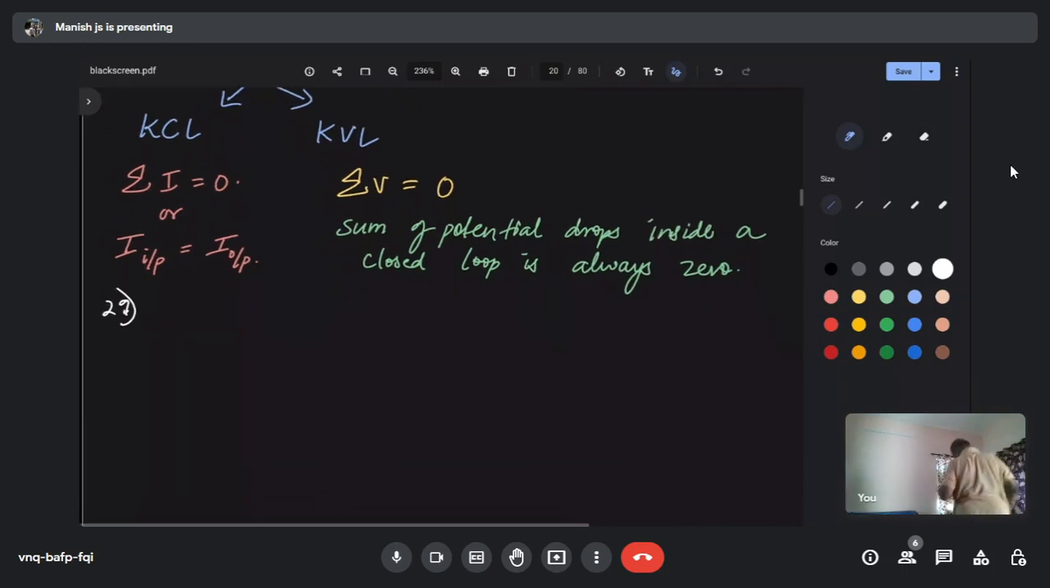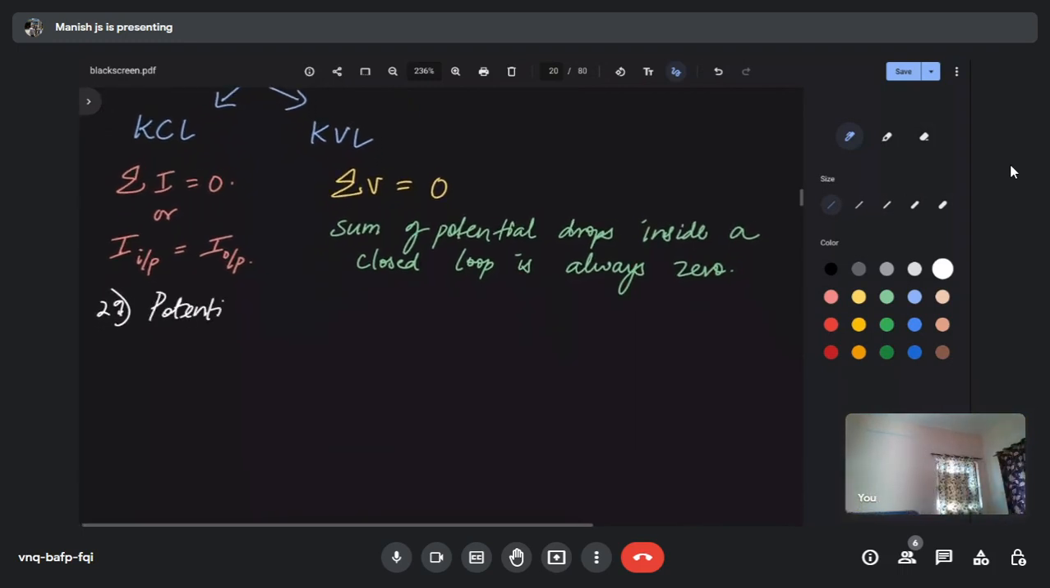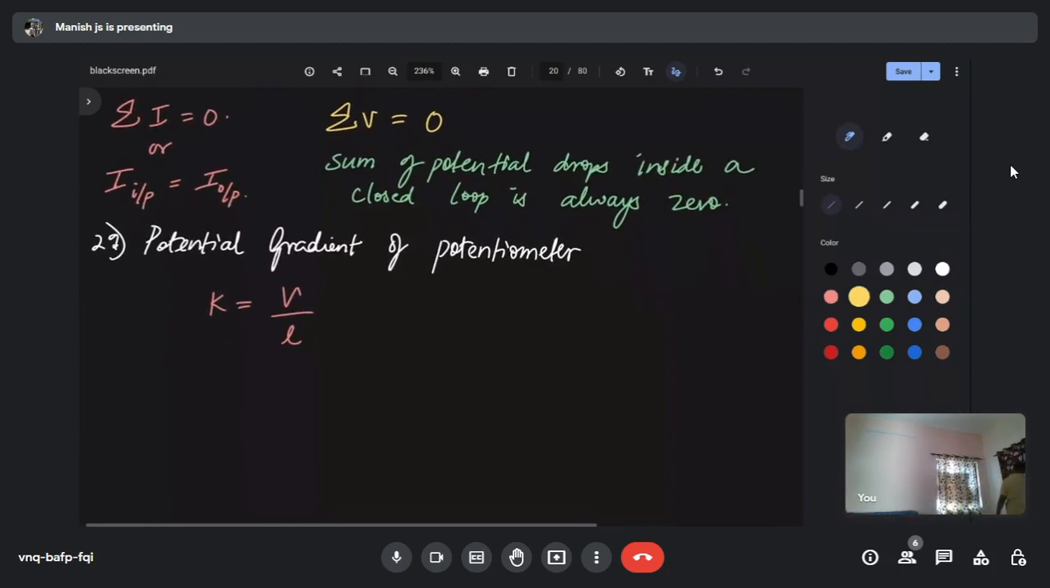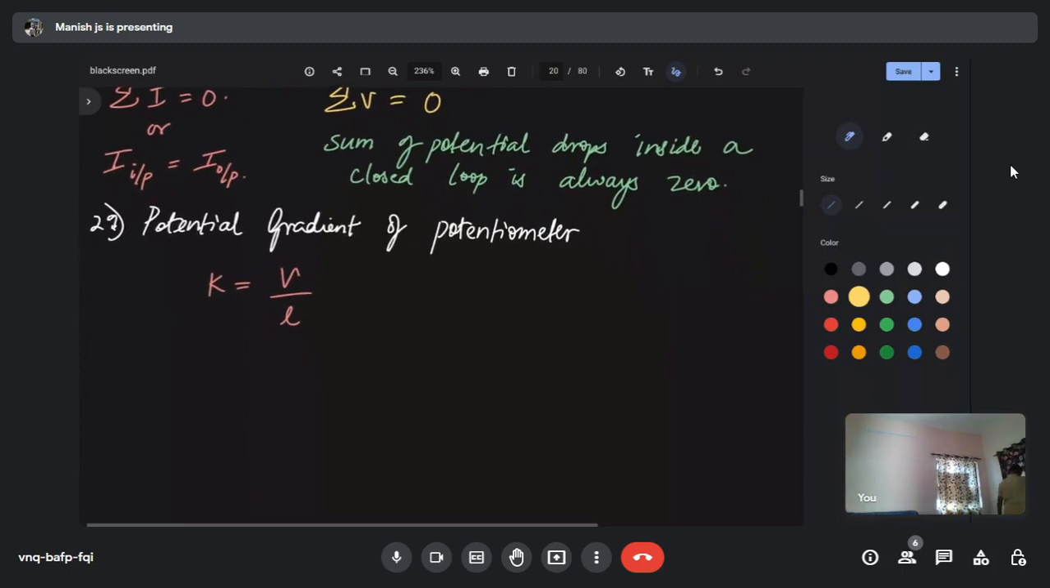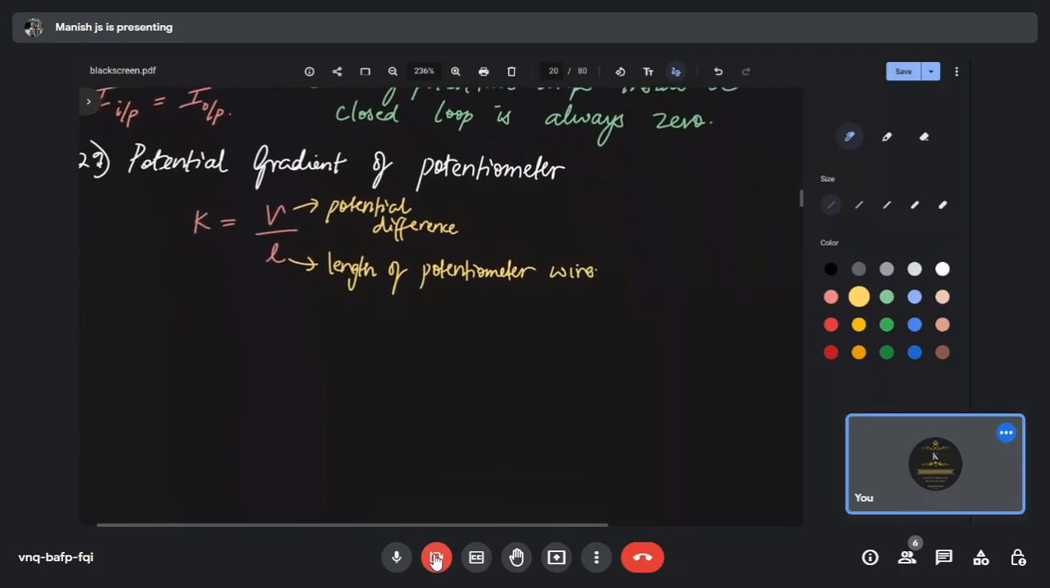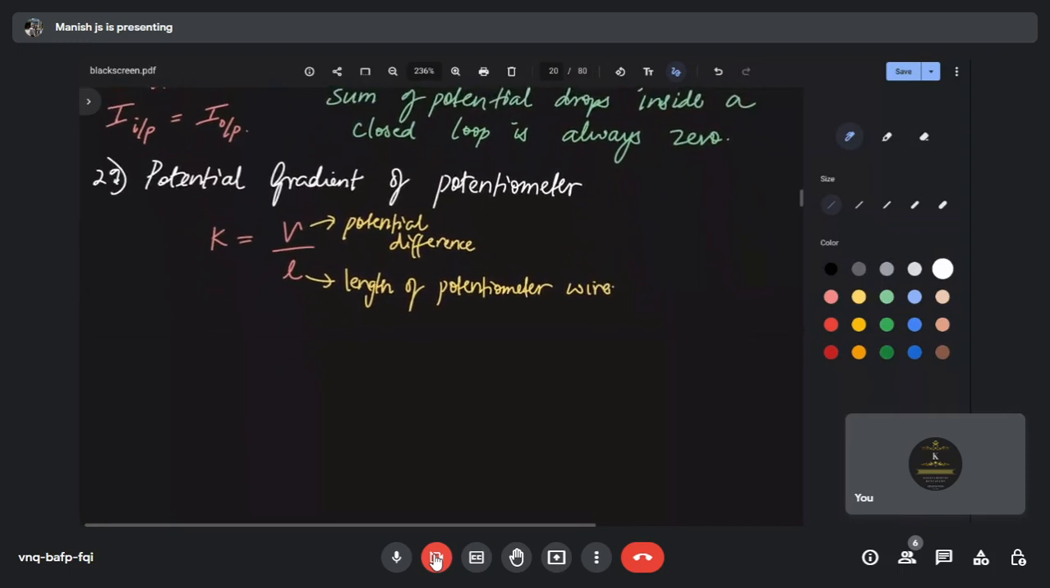And then we have the potential gradient of a potentiometer. It's given as K is equal to V upon L. V is the potential difference in volts, and L is the length of the potentiometer wire. So the units would be volt per meter, as you can see.